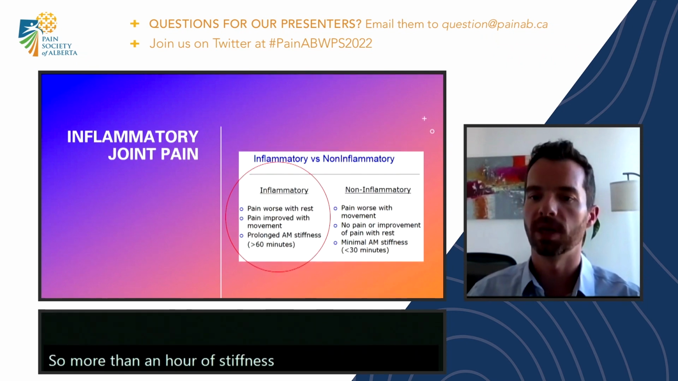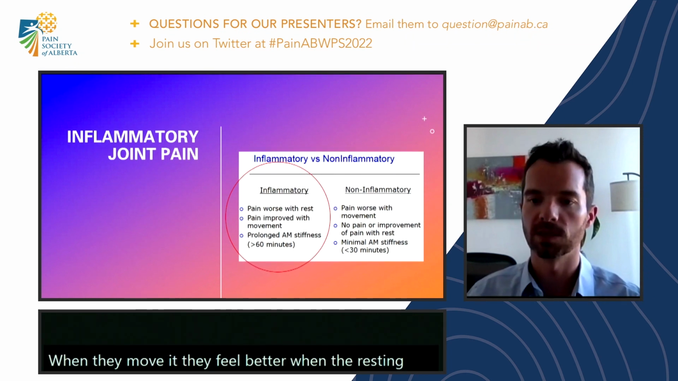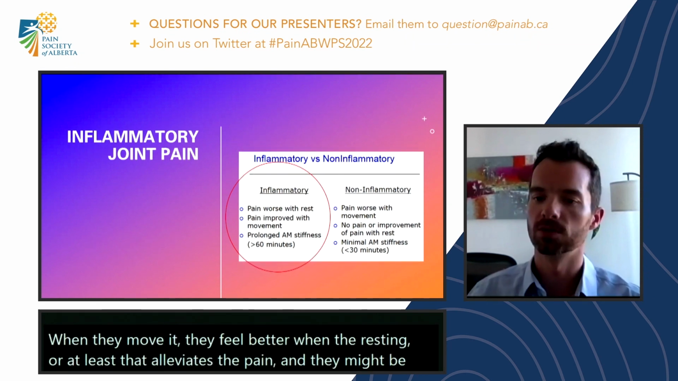Whereas non-inflammatory pain, it hurts more when they move it. They feel better when they're resting, or at least that alleviates the pain. And they might be stiff, but it's not usually more than 30 minutes.